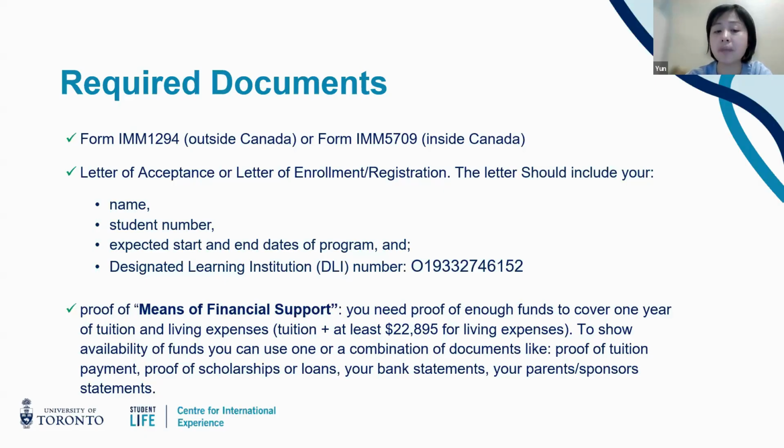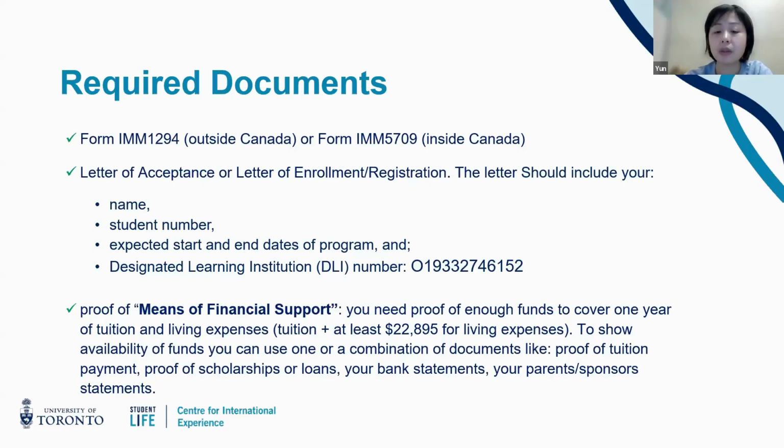because you are already studying here. Instead, you use a letter of enrollment, sometimes also known as a letter of registration, for your study permit application. Whether it's a letter of acceptance or a letter of enrollment or registration, the letter should include your name, your student ID, the length of the program indicated by the expected start and end dates of the program, and the designated learning institution number.